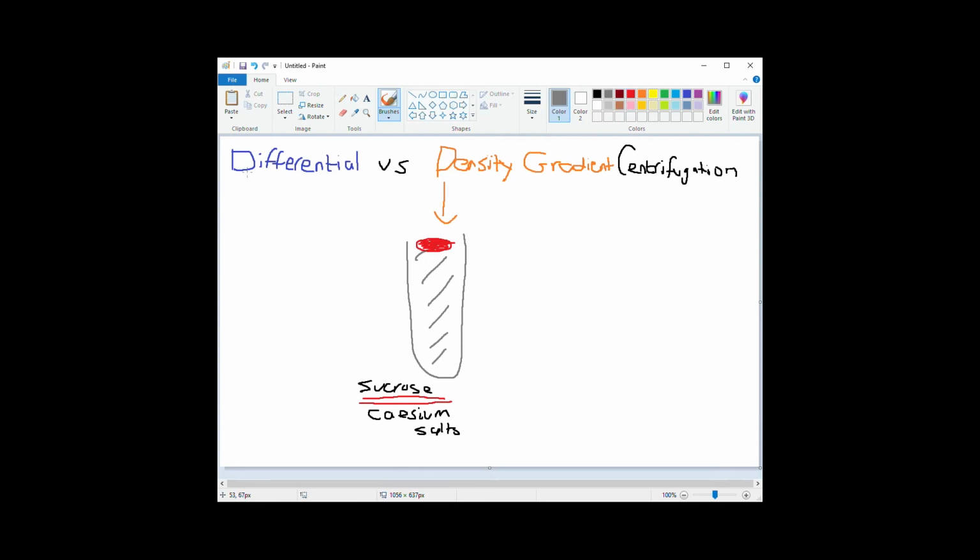As opposed to differential centrifugation, you usually only have to apply centrifugal force to this sample one time, and you will get a separation of everything you need to see. So one spin, well, it's many spins, but one, let's just say one speed, as opposed to many different speeds previously.